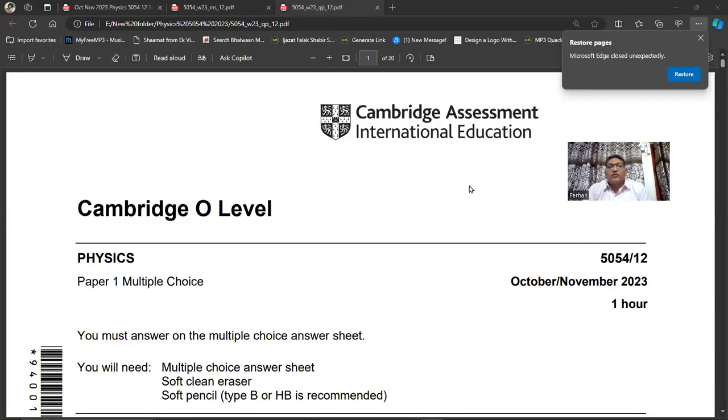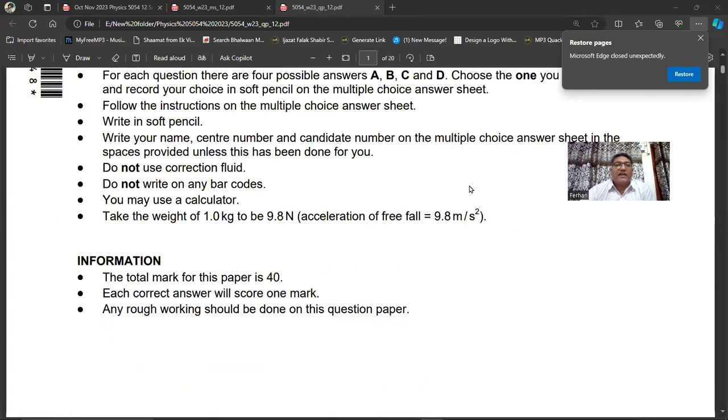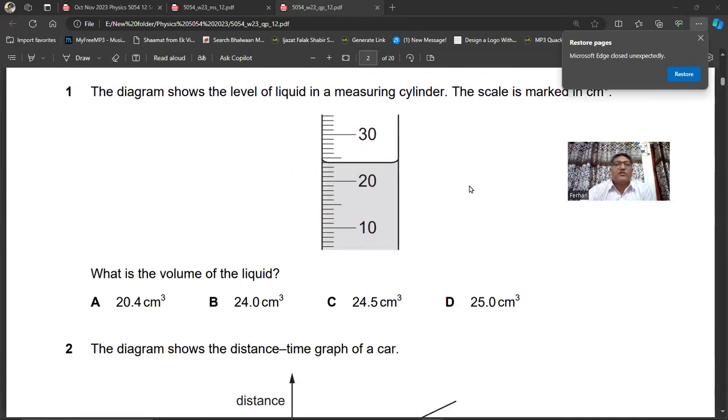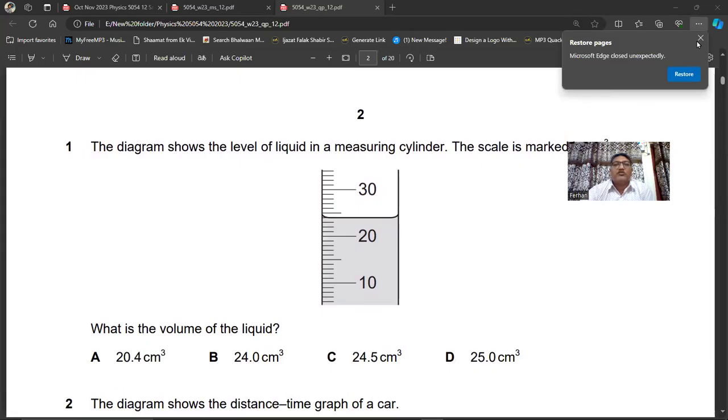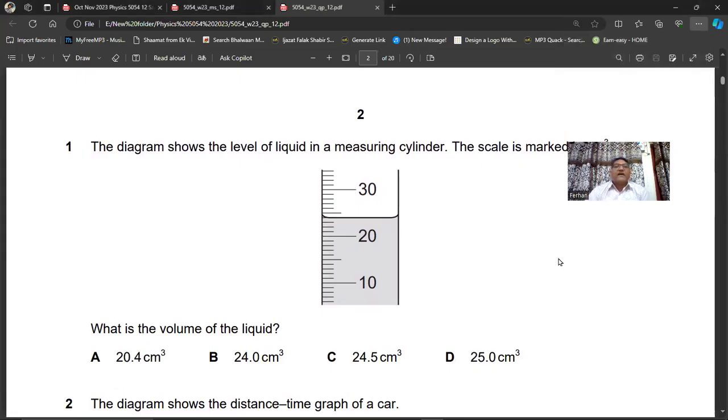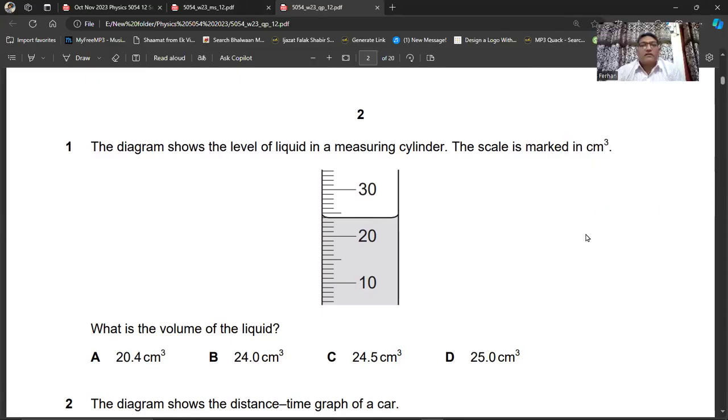So in front of you, the paper we have is the October-November 2023 1-2 paper. So let's start. The first question is showing up on your screen. It says the diagram shows the level of liquid in a measuring cylinder. The scale is marked in centimeter cube. What is the volume of the liquid?